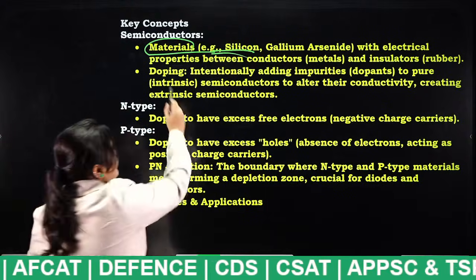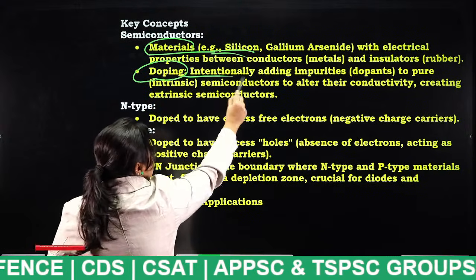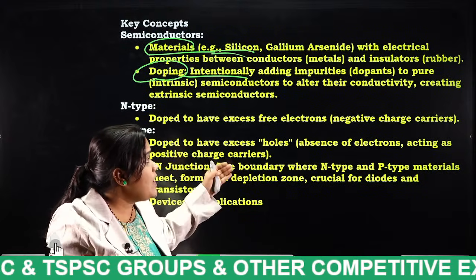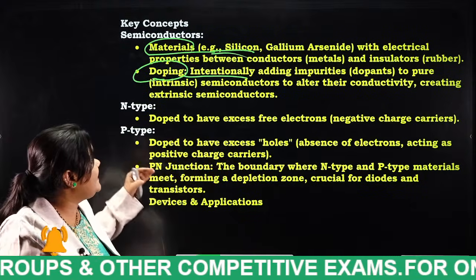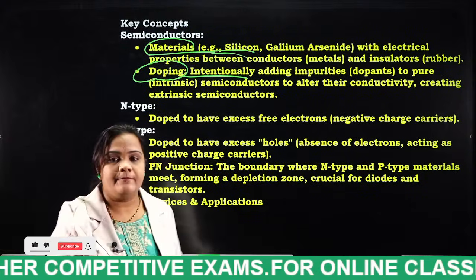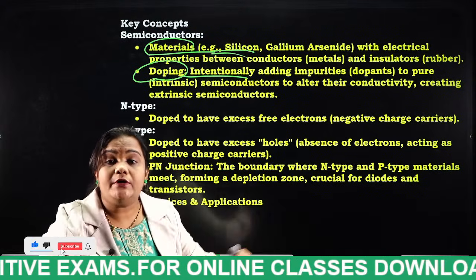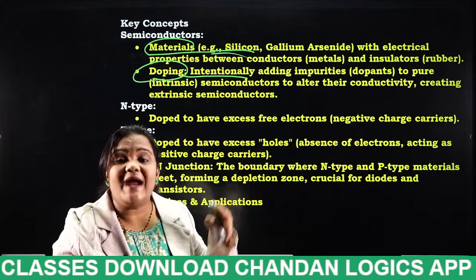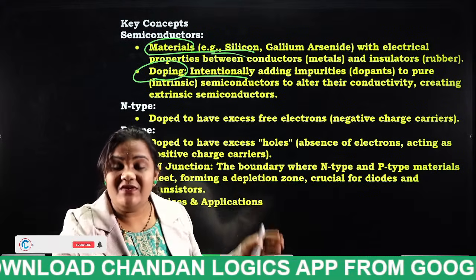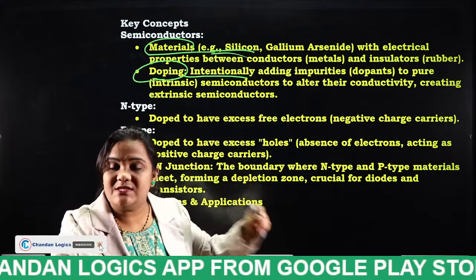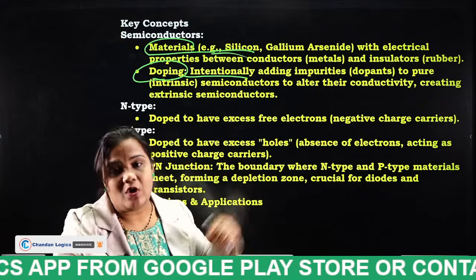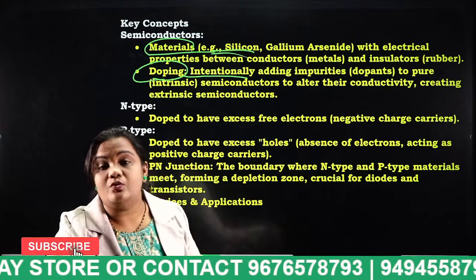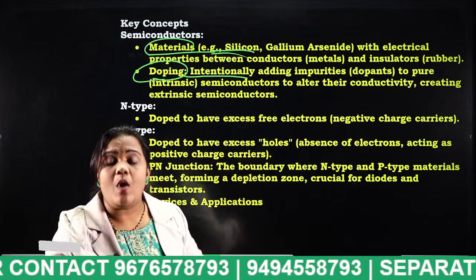Okay. Doping. What do you mean by doping? Intentionally adding impurities to pure semiconductors to alter their conductivity, creating an extrinsic semiconductor. In order to alter the electric flow, if we add impurities, that process is known as what, students? Doping process. In order to convert an intrinsic semiconductor to an extrinsic semiconductor, what are we doing, students?